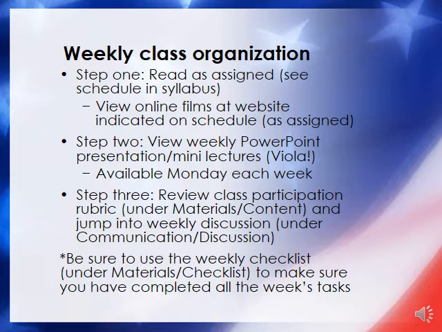Step 3, make sure that you review the class participation rubric. This is under Materials and Content, and jump right into weekly discussions. You can access the week's discussion by clicking on Communication and Discussion. Each week, you will need to do 1 substantive original post and at least 2 posts on the original post of your classmates. So you're going to have your larger post, and then you're going to have at least 2 comments on the original posts of your classmates. Make sure also each week that you take a look at the weekly checklist. This is under Materials and Checklist, to make sure that you've completed all the week's tasks.